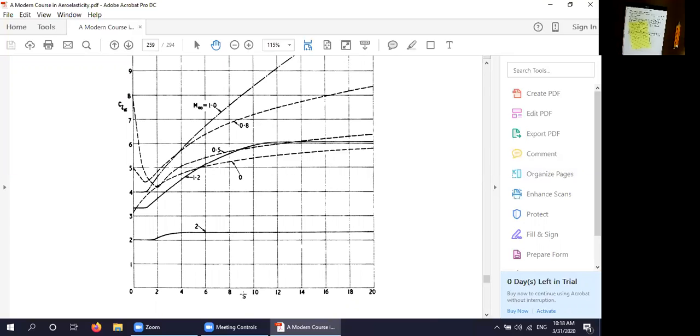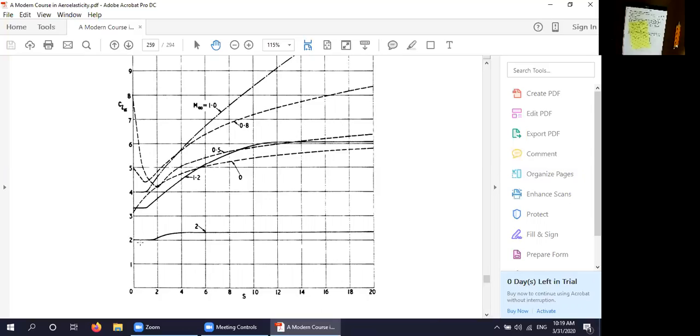non-dimensional time, S, for different Mach numbers. Here's Mach number 1, here's 0.8, here's 0.5, here's 0, here's 1.2, which is one of your two magic Mach numbers, and here's 2, which is your other magic Mach number, okay? So when you get your results for CL alpha, you should have a result that looks like this curve for Mach number 2, and like this curve for Mach number 1.2.